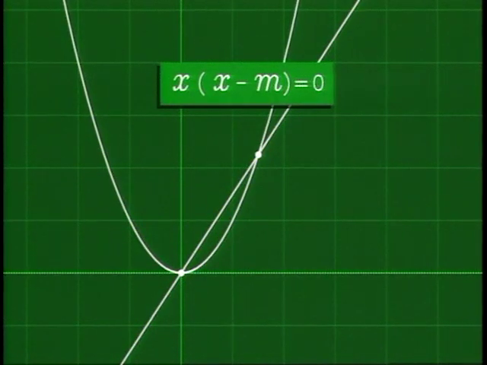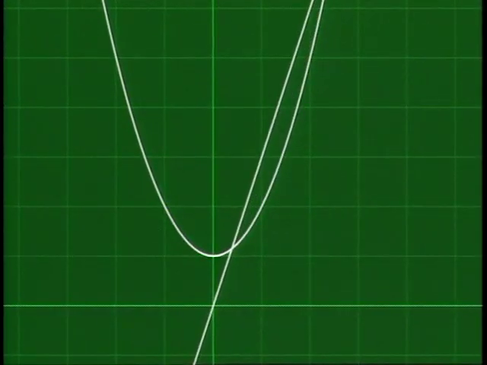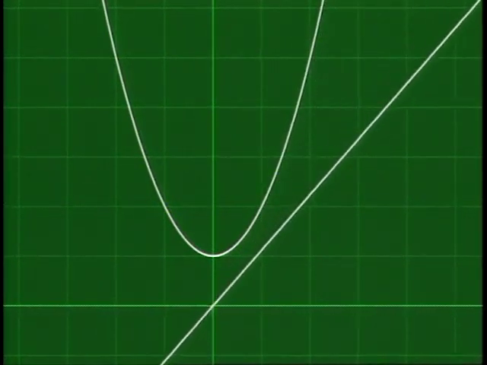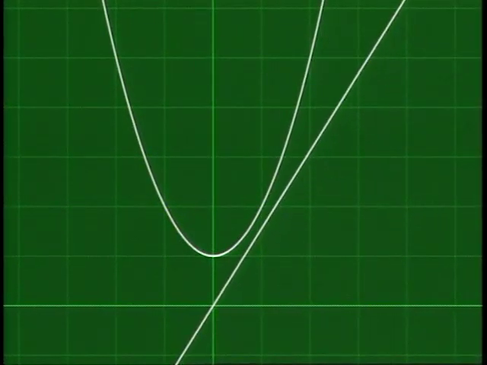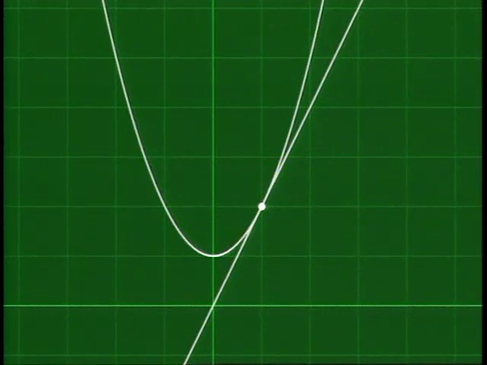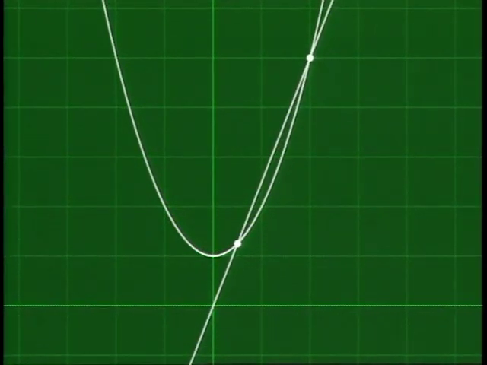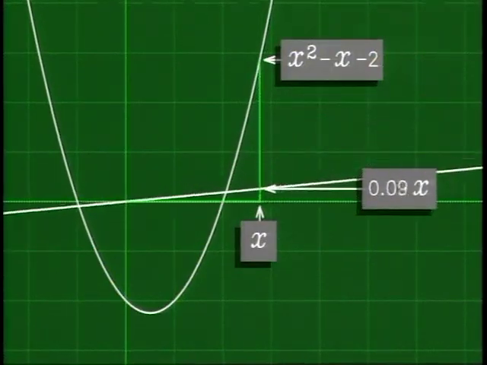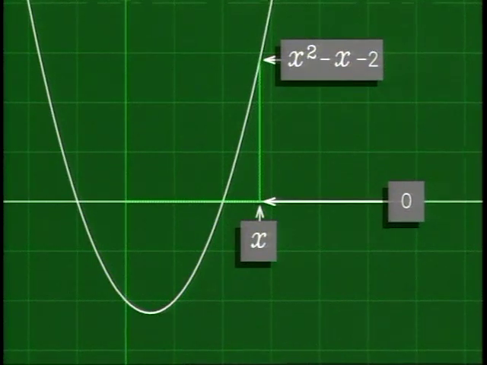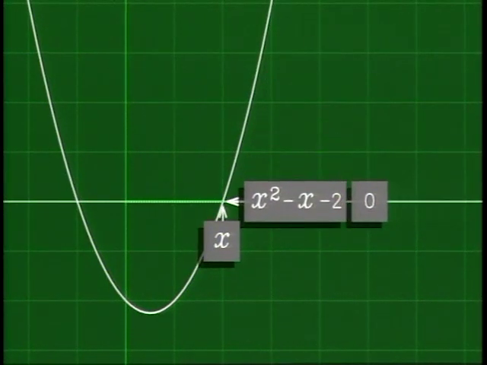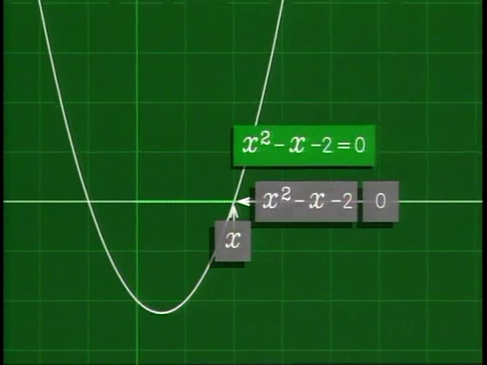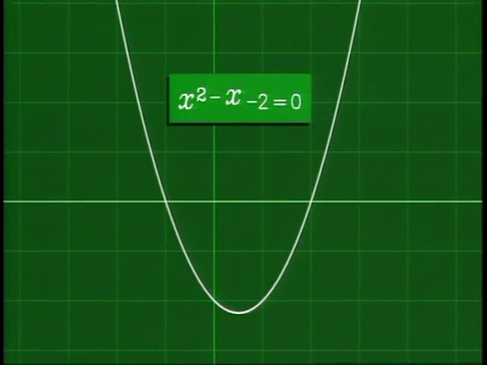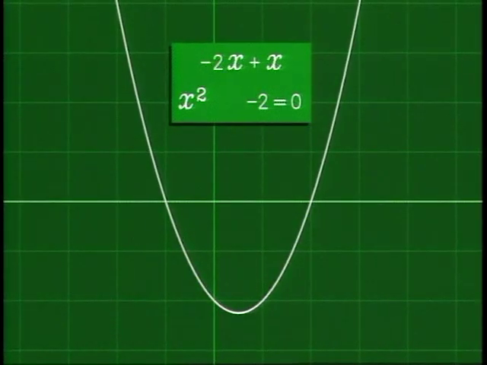An arbitrary line may or may not intersect a parabola. If it does, the number of intersection points is either 1 or 2. Points where the horizontal x-axis crosses the graph of a quadratic polynomial are called real zeros of the polynomial. They can be found by solving a quadratic equation.